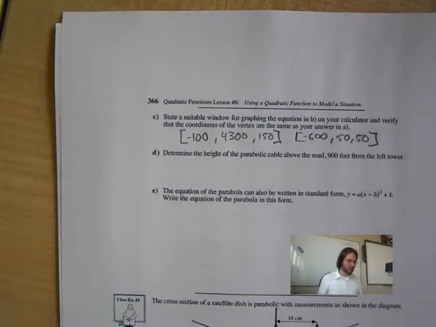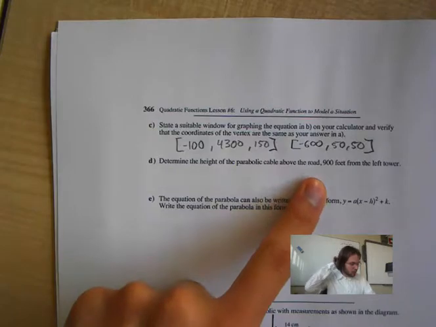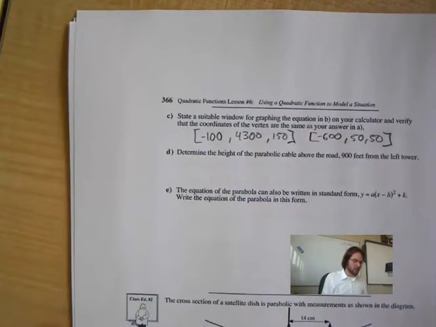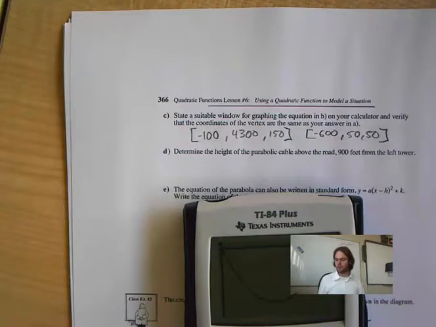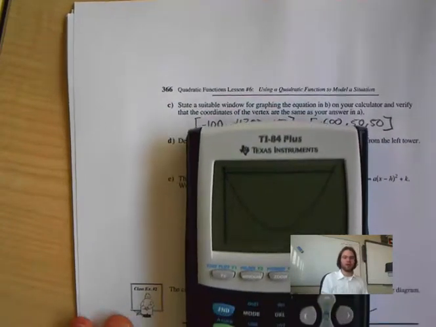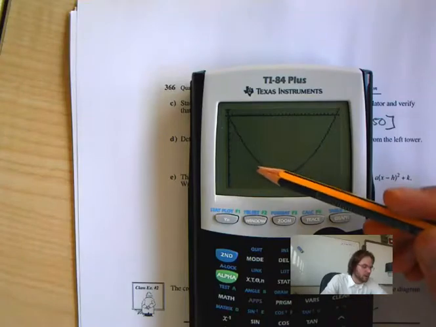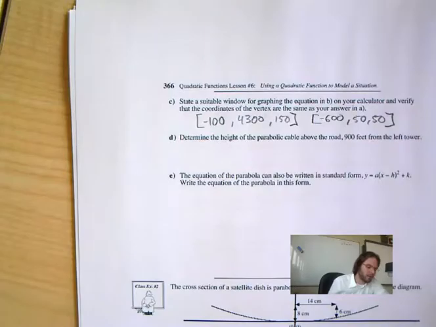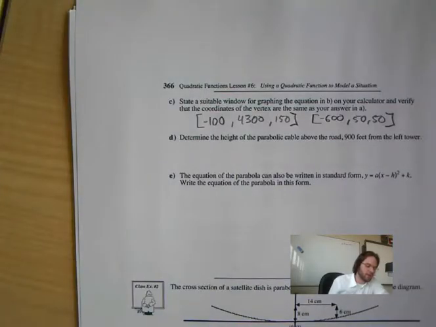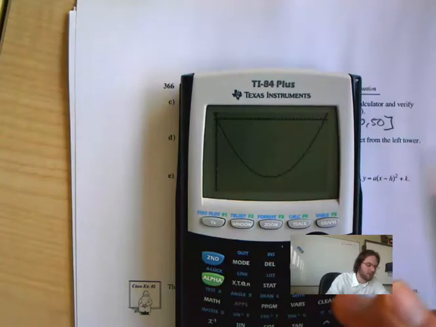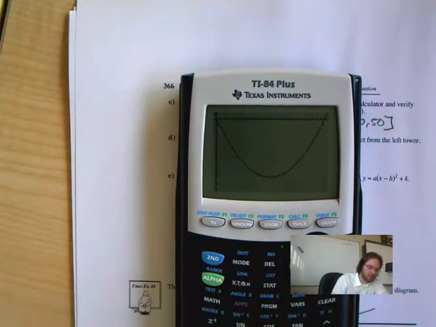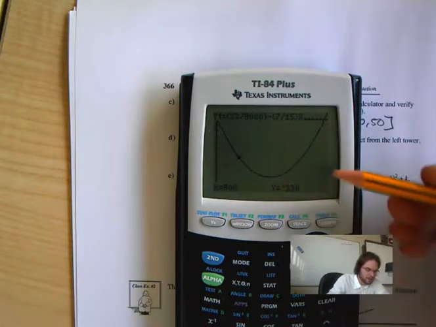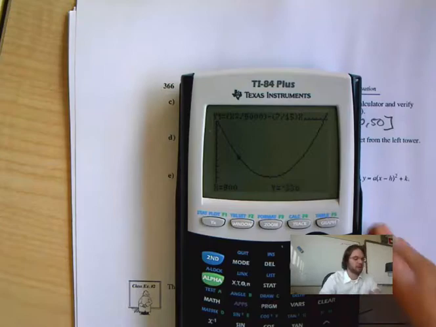So there we go. Now determine the height of the parabolic cable above the road at 900 feet. So when the road is 900 feet here, we want to know the height of the parabolic cable. Determine the height of the parabolic cable above the road at 900 feet from the left tower. So that's when x is equal to 900. So we go trace 900. So I am down 330 feet.